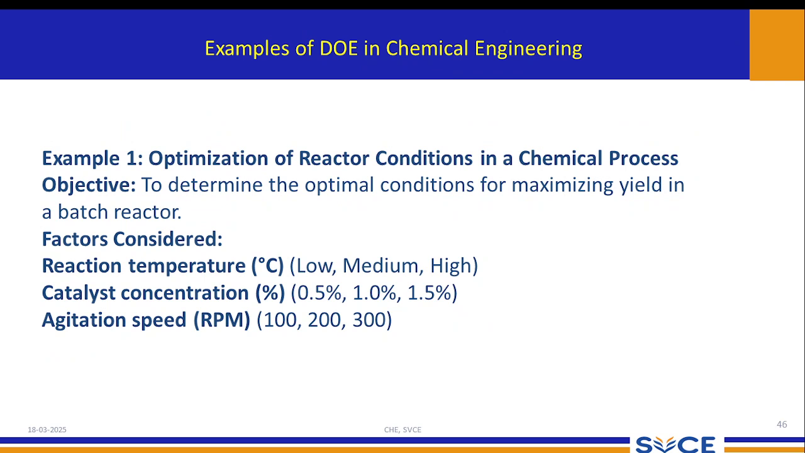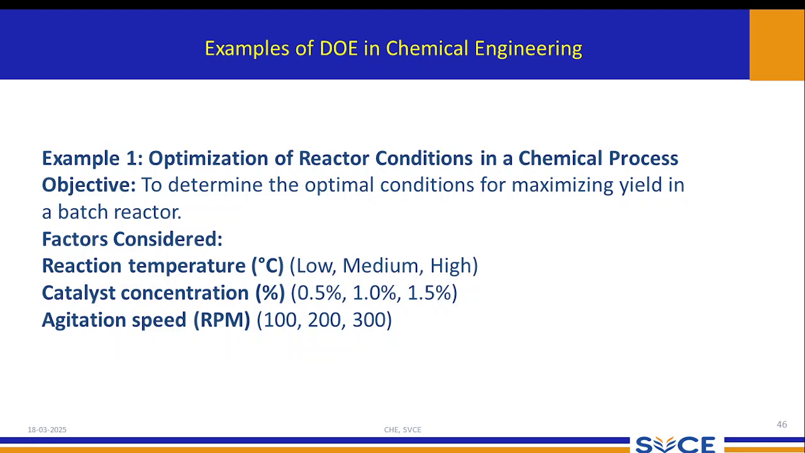Coming to an example for design of experiments. Let's say we have a reaction temperature. Here they have taken three factors and three levels for each factor. That means reaction temperature, catalyst concentration, and agitation speed are the three factors, and obviously they will try to find the maximum yield of a batch reactor. So the independent variables are these three and the dependent variable is the maximum yield. For each variable they have three levels: minimum, maximum, and the middle range.